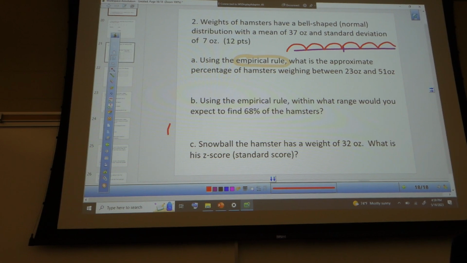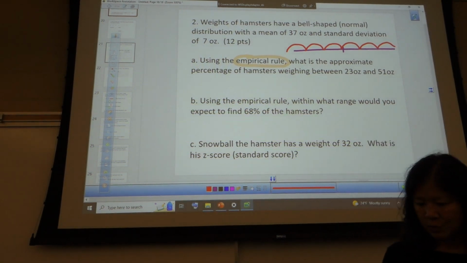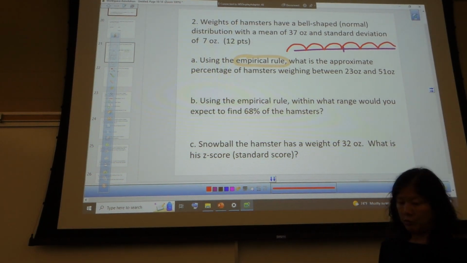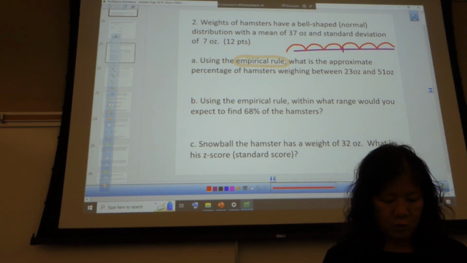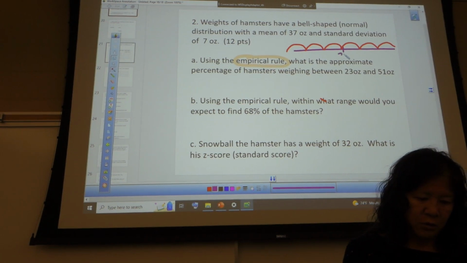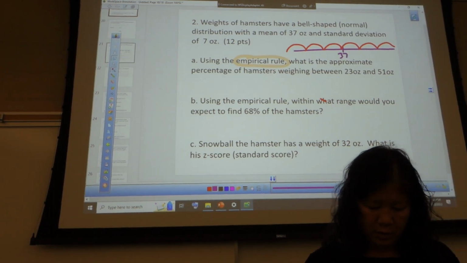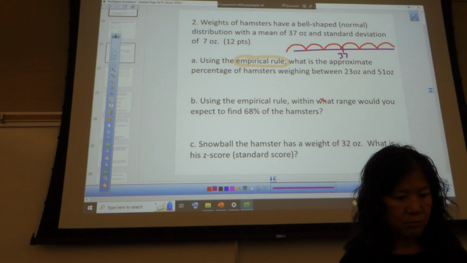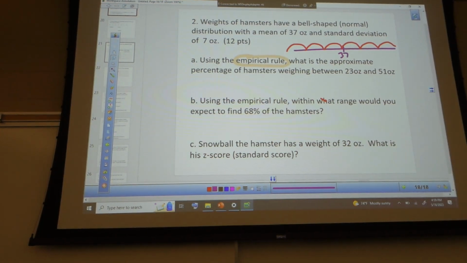It's also known as the what rule? The 68, 95, 99.7 rule. So we're approximating. Again, you're using the empirical rule. We have our center. What's in the center? Our mean. What's our mean? 37. That's in the center. And then from there, you're going to jump out standard deviations in each direction.